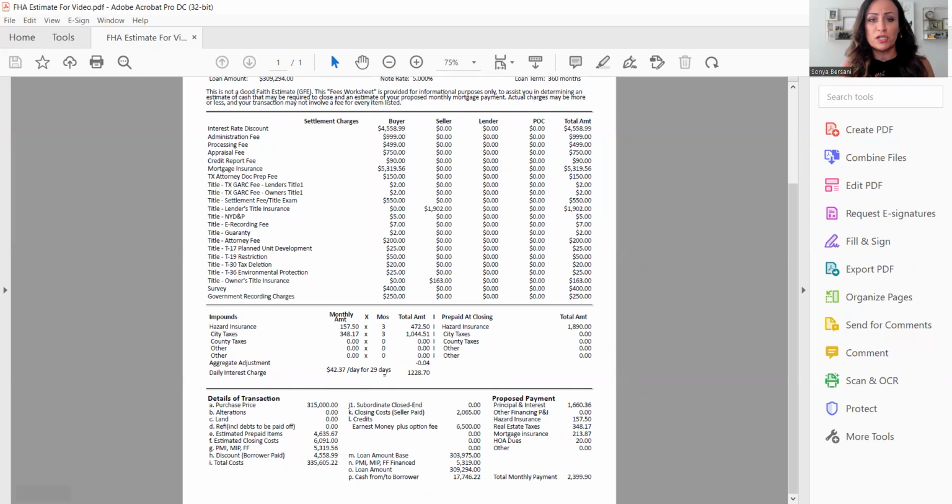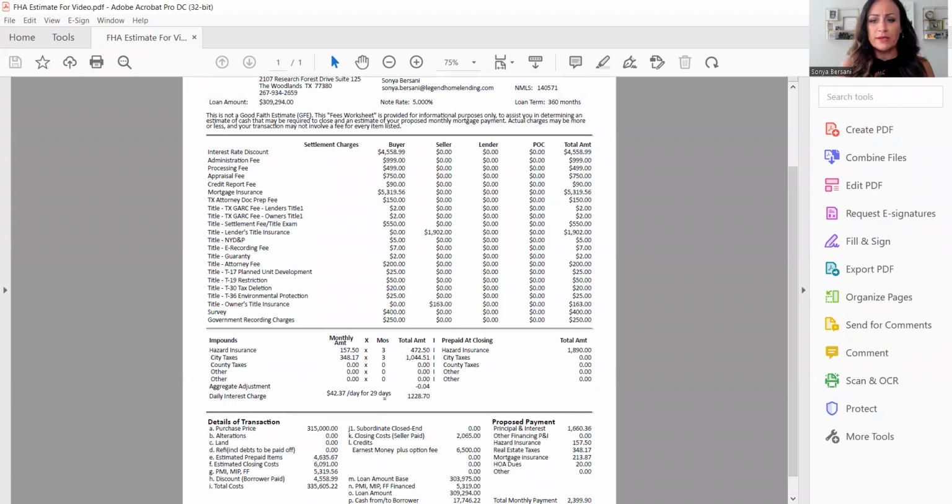So in this particular scenario, your interest per day is calculated by taking your loan amount, in this case 309,294, times 5%, and then dividing that by, say, 365 days. I did that math very wrong there, so just trust me on this one. Your interest per day at 5% on a $309,000 loan is about $42 a day. So $42 a day for 29 days. We're going to collect that money right at closing. That's going to cover you for the remainder of June.